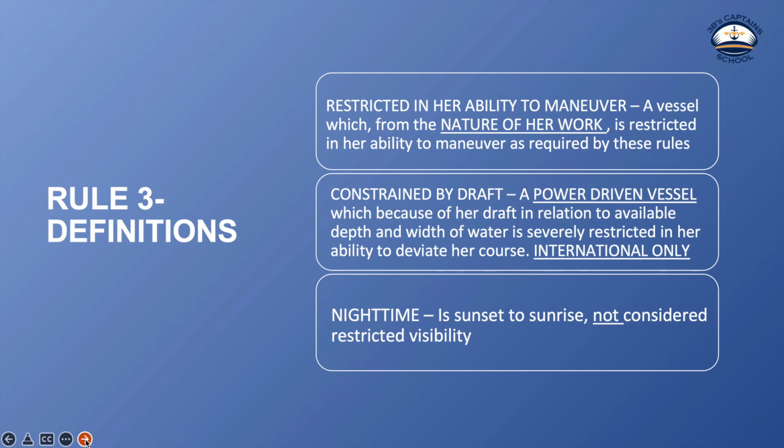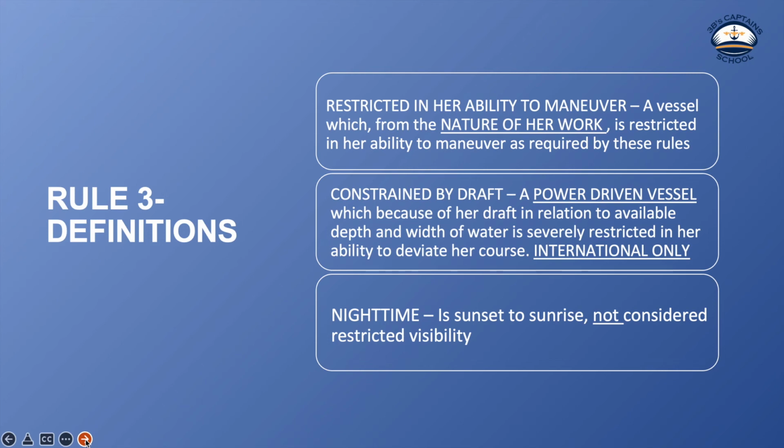A vessel restricted in her ability to maneuver. This is a vessel which, from the nature of her work, is restricted in her ability to maneuver as required by these rules. So a dredge that's actively dredging would be restricted in her ability to maneuver. A Coast Guard buoy tender working on a buoy in the channel, while they're working that buoy, they can't maneuver as required by the rules. They're restricting their ability to maneuver. So their work restricts their ability to maneuver.